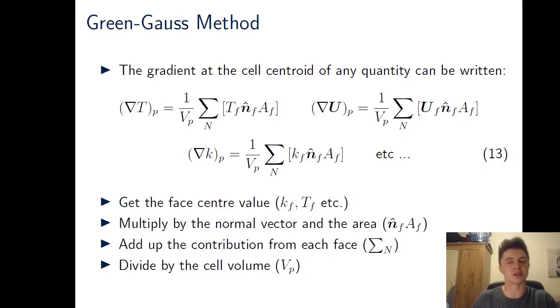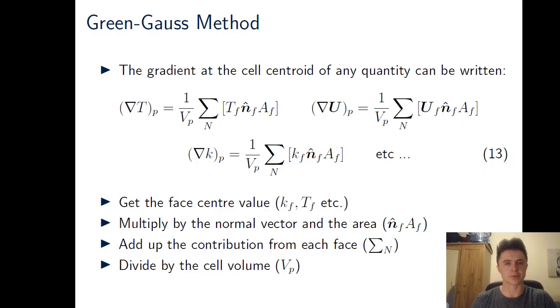And just a reminder that we could use this same approach for any quantity we wanted. I've used temperature because I find it easier to follow, but you can use that for velocity, turbulent kinetic energy, pressure, etc. The form for the gradient will be the same: 1 divided by the volume of the cell multiplied by the summation of the face value of that quantity multiplied by the normal vector and the area of the face.